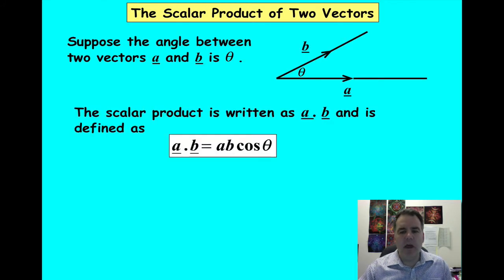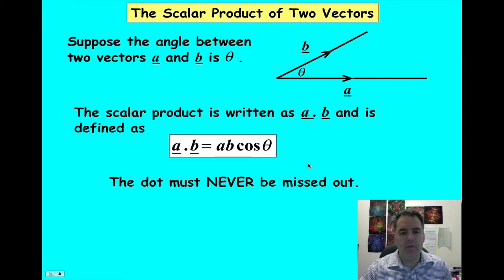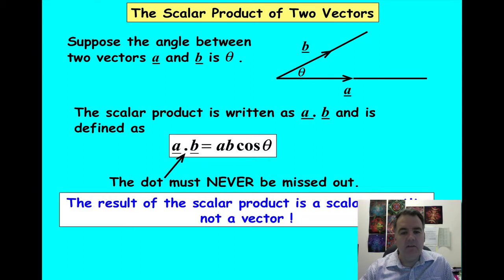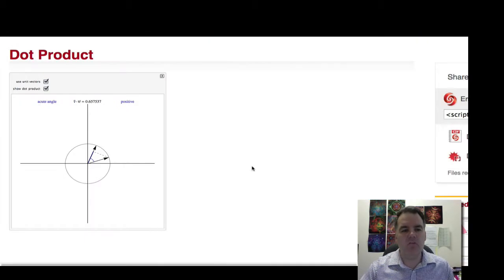The scalar product we write with a little dot between the two vectors, A dot B, and it's defined by A times B times cos of theta, where A and B here are the lengths of the vectors A and B. So that dot, you can never miss that out. That is a new way of multiplying vectors, and we're going to see what this thing is and what it does. Let me quickly look at the geometric interpretation here.